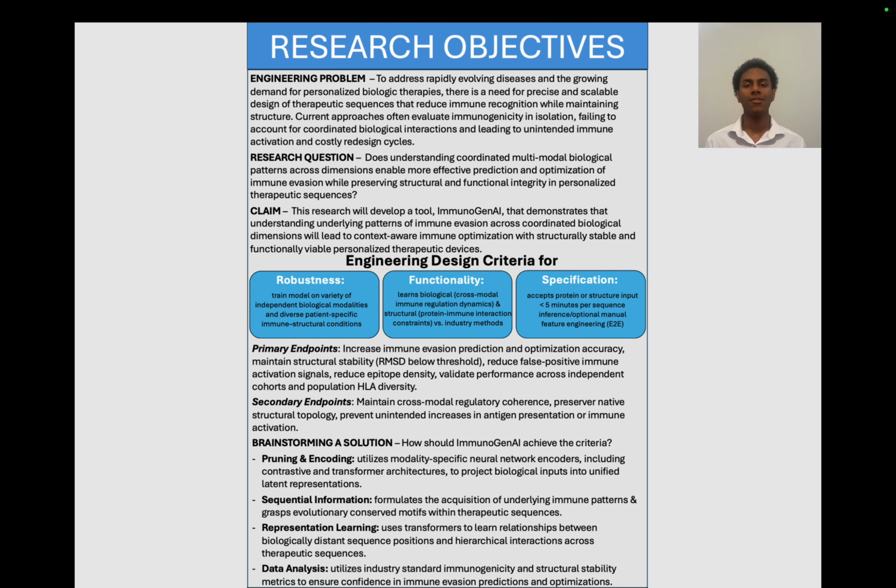Current approaches rely on single-dimensional immunogenicity tools that fail to capture the complex biological interactions in therapeutic proteins. So, I came up with a set of engineering criteria to design a system that learns coordinated immune patterns across biological dimensions to guide therapeutic sequence optimization.